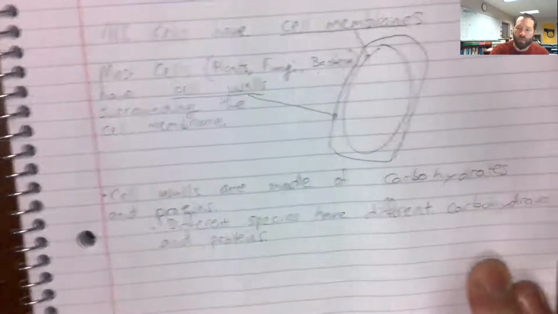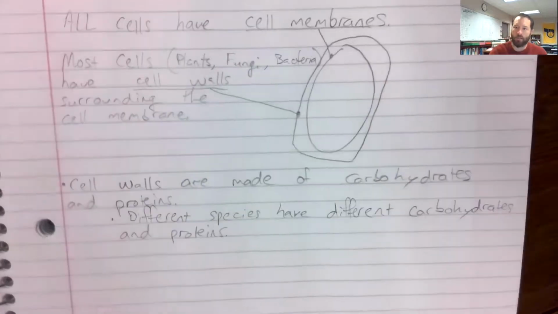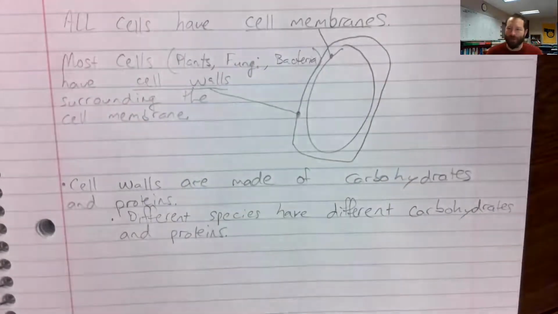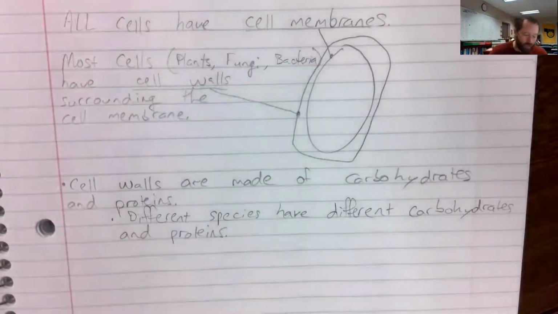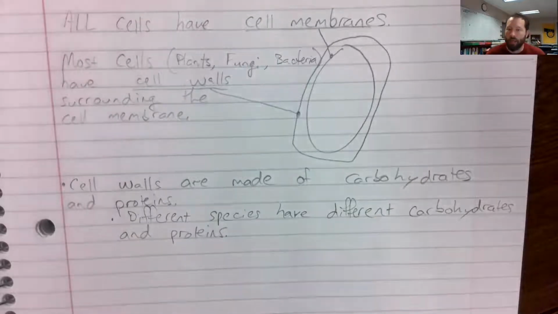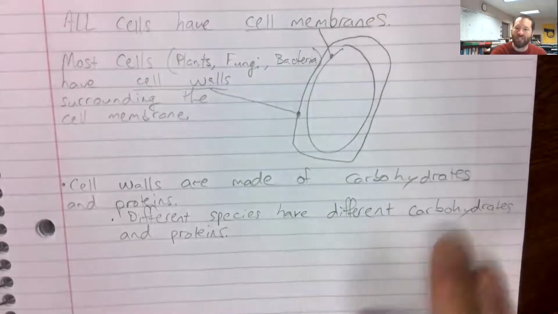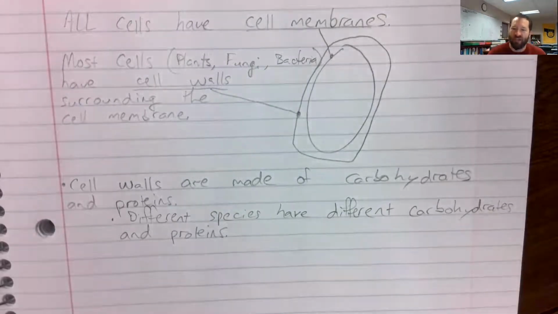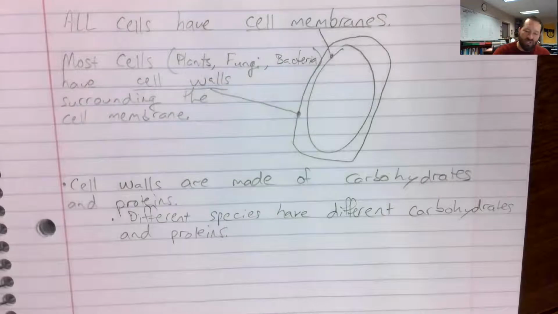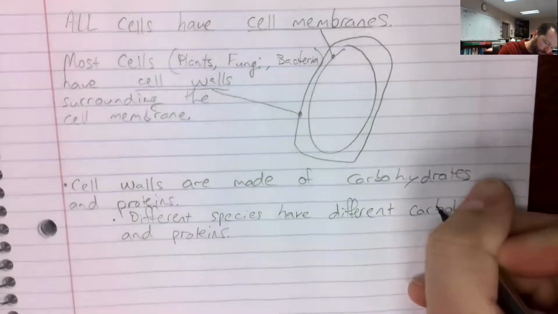So again, we kind of talked about this as well two chapters ago. We talked about penicillin and how penicillin works to break up the cell wall of bacteria, but it doesn't do the same thing against plants or fungi. And the reason for that is that they all have slightly different compositions of the types of carbohydrates and proteins that make up their cell wall.